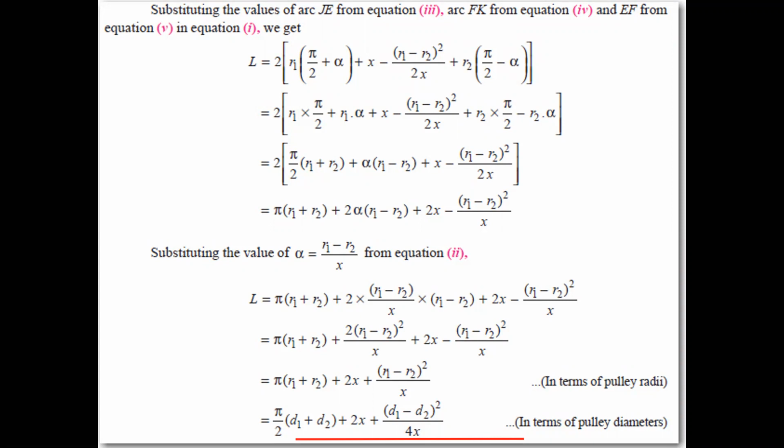Is it clear? Do you have any queries regarding this derivation part? 308, regular 308. Any queries? Please respond. Yes, sir. Any queries?